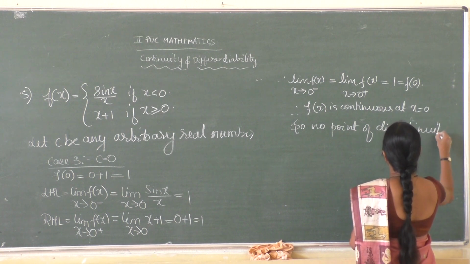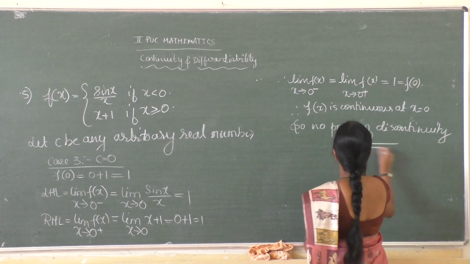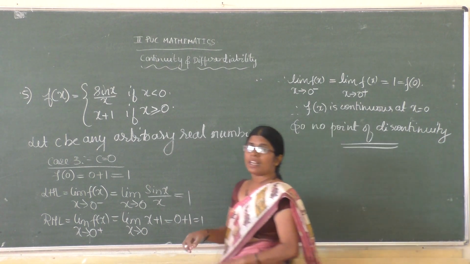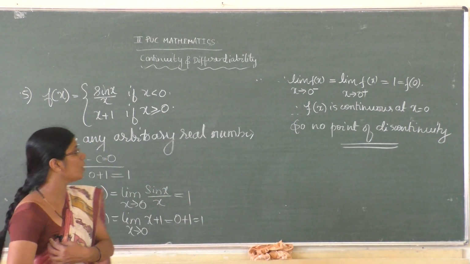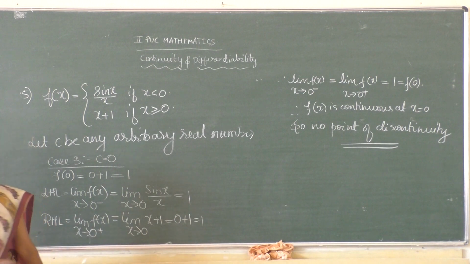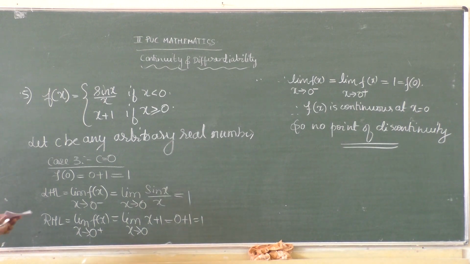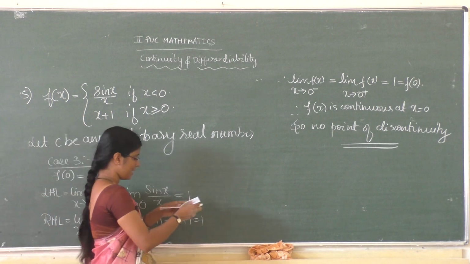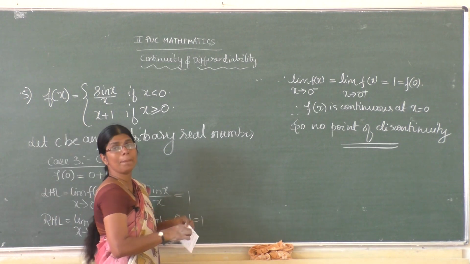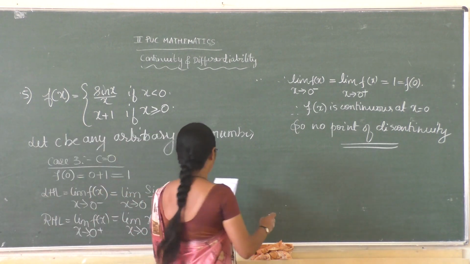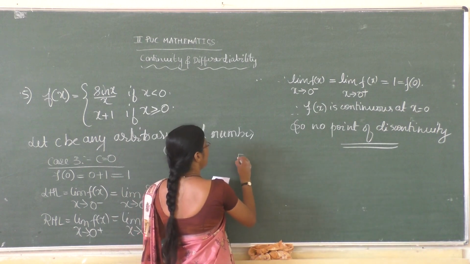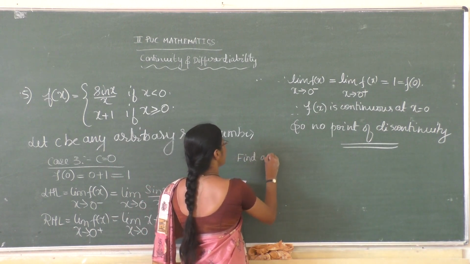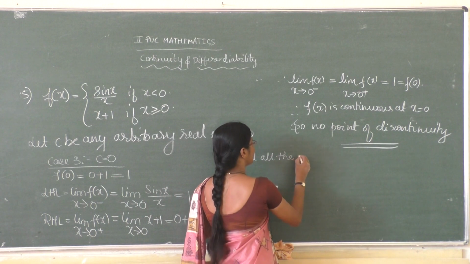Okay, so this is how we check the continuity of a function where trigonometric functions are also included. So these are some problems regarding the points of discontinuity. Okay, you take some homework problems also. 2 homework problems, it is the same thing. Find all the points of discontinuity of the following.